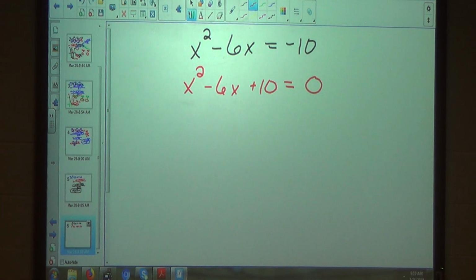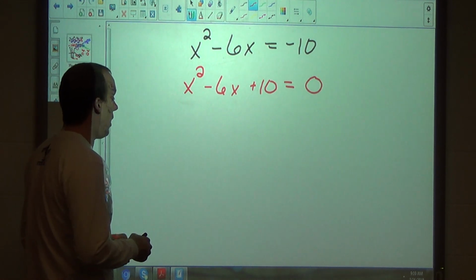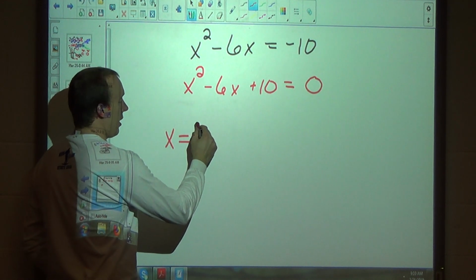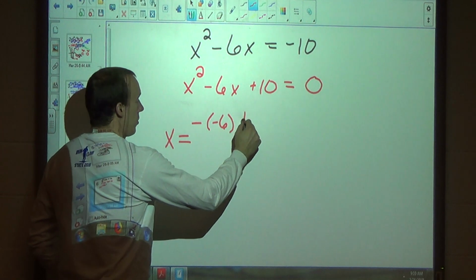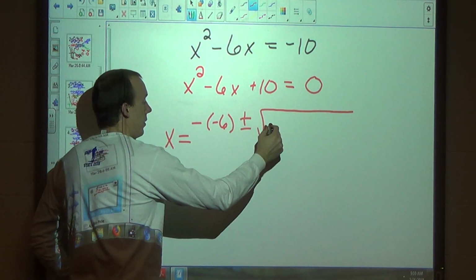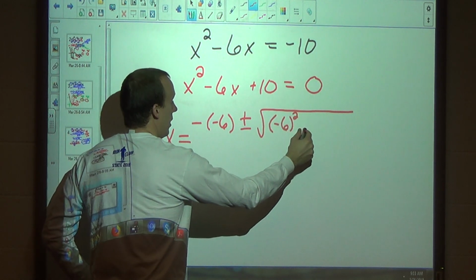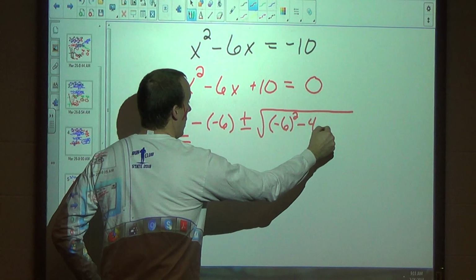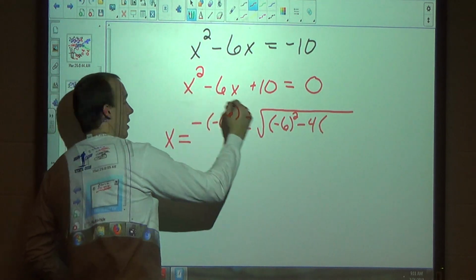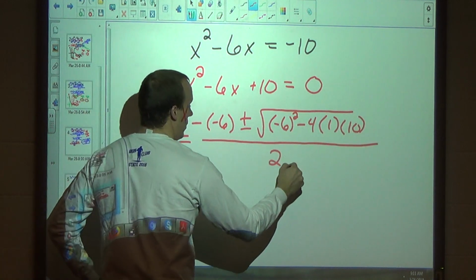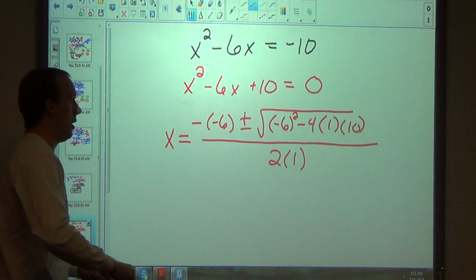Okay, so I add my 10 to the other side, add 10 to both sides. Now can I do the quadratic formula? x equals negative b. What happens with the negative b? It would be negative 6 plus or minus the square root of, what are you going to do in here as well? Parenthesis negative 6 squared minus 4a. What's a? 1. Do you guys see there's a 1 here? C, which is now positive 10, all over 2, and then a again is 1.